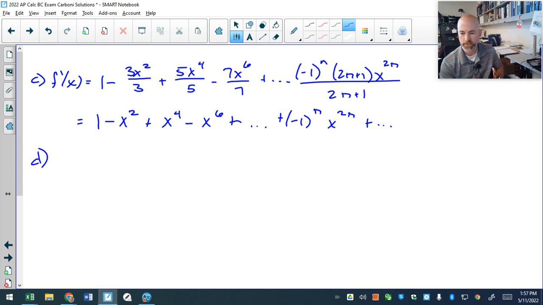So that was a really nice question. Use the result from part C to find the value of f prime of 1/6. Well, that's really nice. These last two parts are really nice. F prime of 1/6. We'll just simply plug in 1/6 and use the result from part C to find the value of f prime.